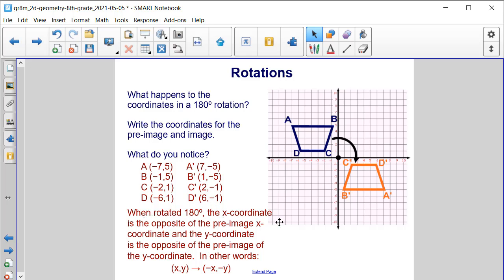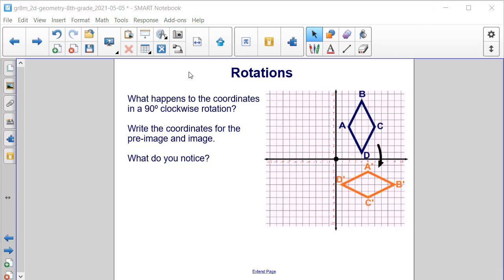So when rotated 180 degrees, the x coordinate is the opposite of the pre-image x coordinate, and the y coordinate is also the opposite of the pre-image y coordinate. And our general formula or rule that we could write is (x, y) goes to (-x, -y).